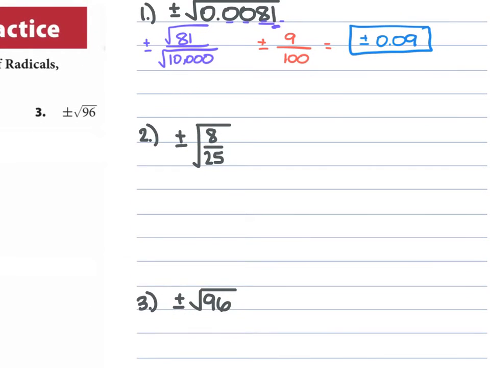For number 2, we have plus or minus the square root of 8 over 25. We take the square root of the 8, and same thing with the 25, keeping the plus or minus in front of it. The 8 is 4 and 2. The 4 is 2 and 2. So we pair up those 2's. This is going to be plus or minus 2 square root 2 over the square root of 25, which is 5.